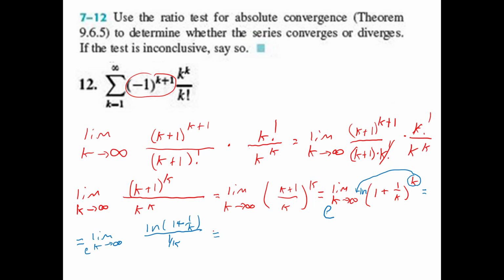And now this is equal to, by L'Hopital, e to the limit as k goes off to infinity of the derivative of the natural log, which is 1 over the inside, 1 plus 1 over k, times the derivative of the inside.